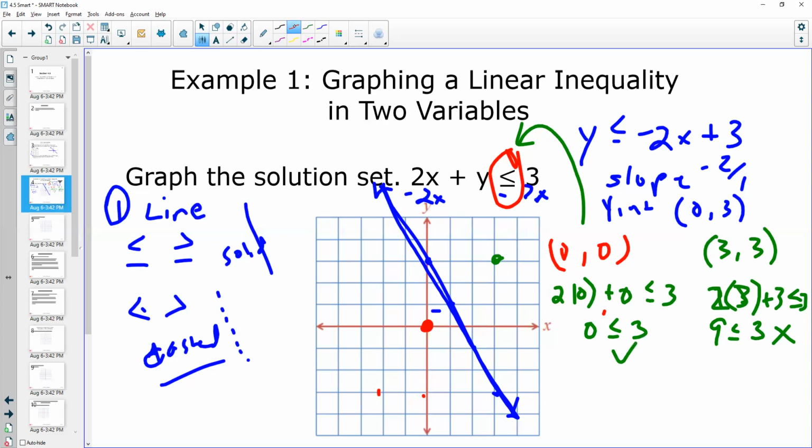What that means is that I'm going to shade this whole side of the graph because that is where all of the solutions to this inequality are. So any point on the red side that I pick, any one you like, is actually a solution to this inequality. They're all the points on that side of the line, including what's on the line.